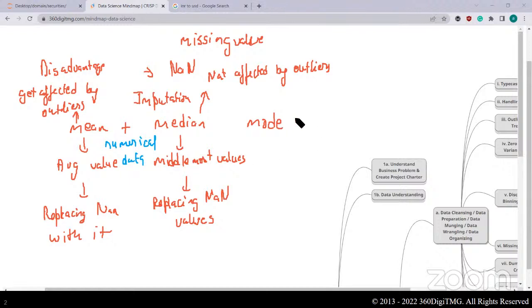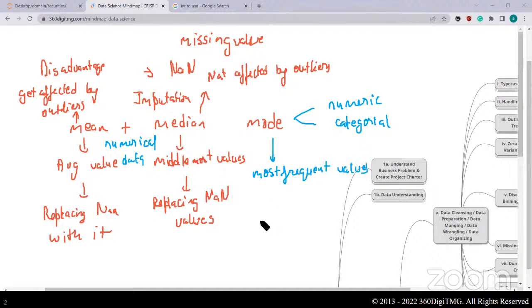So when you come to categorical data, we use mode. Mode can be done both on numeric values as well as categorical values. Okay. So here you're finding the most frequent value. You find the most frequent value and you replace NaN with it. Okay. So this is missing value treatment.